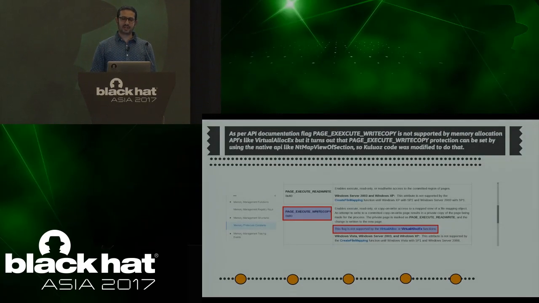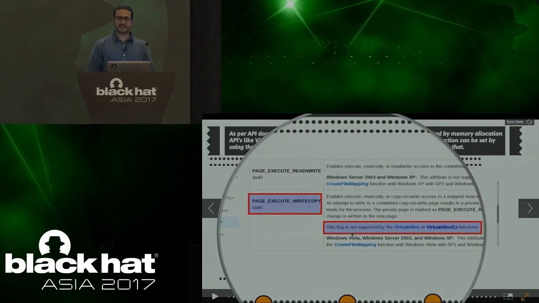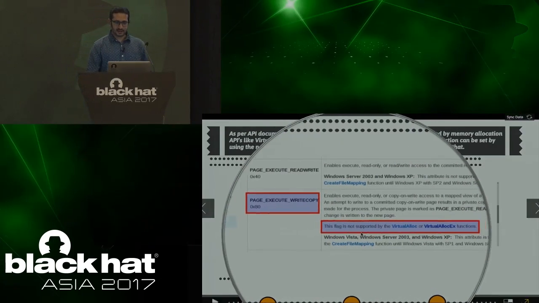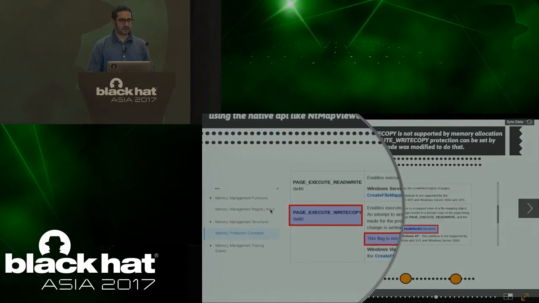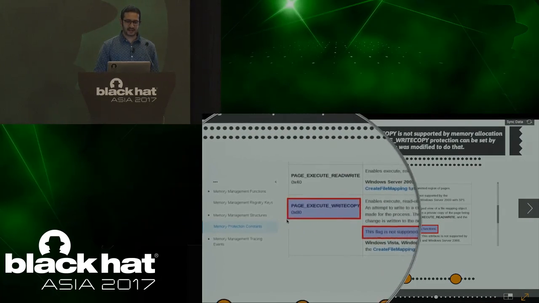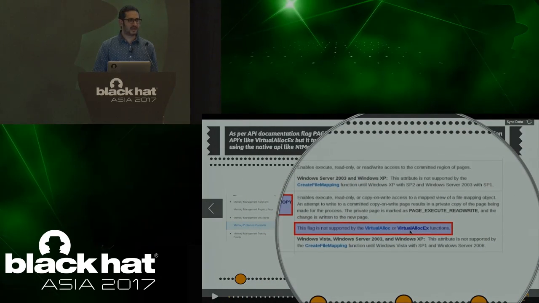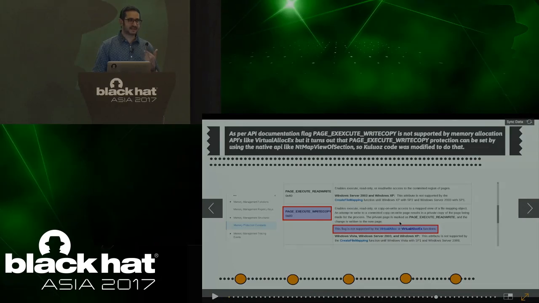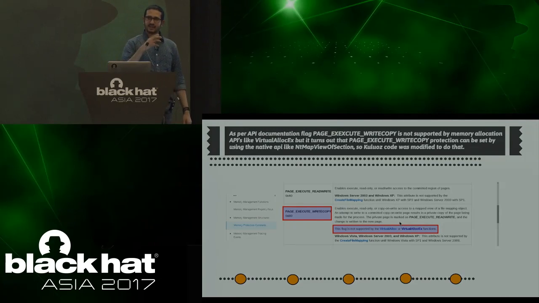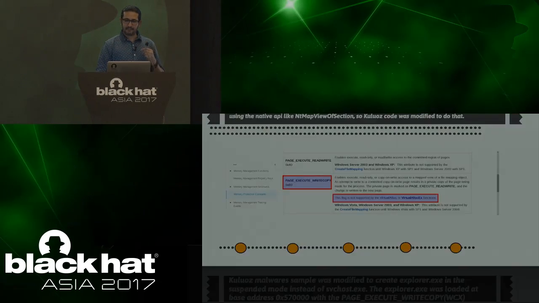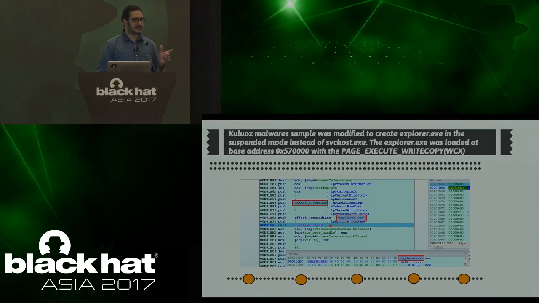So to do that, I wanted to allocate memory with a write copy protection, but the MSDN tells you that the flag is not supported, write copy. You cannot allocate a write copy protection that has a constant value of 80 using these API calls, VirtualAlloc and VirtualAllocEx. But if you remember what Kulos did, it did not use this API call, it used NtMapViewOfSection. It turns out that by modifying that, you can allocate memory with a write copy protection.